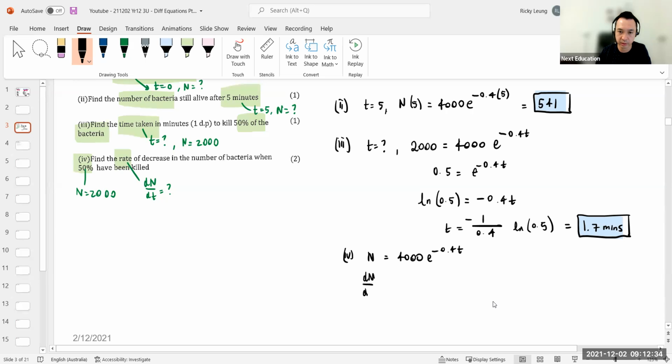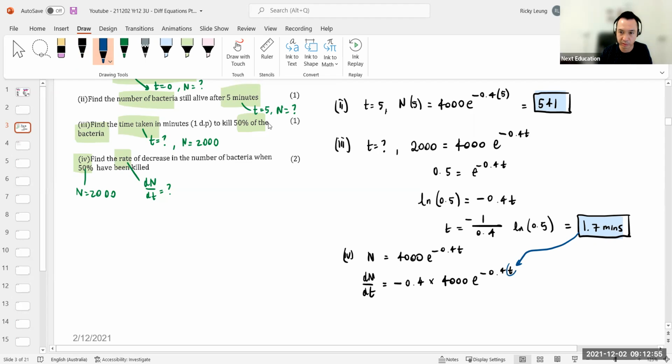dN/dt equals, now bring down the negative 0.4 times 4,000. Now you can simplify that, but I'm just going to leave it, because all I'm going to do is find the value when the population is at 50%, which is basically that time in here.